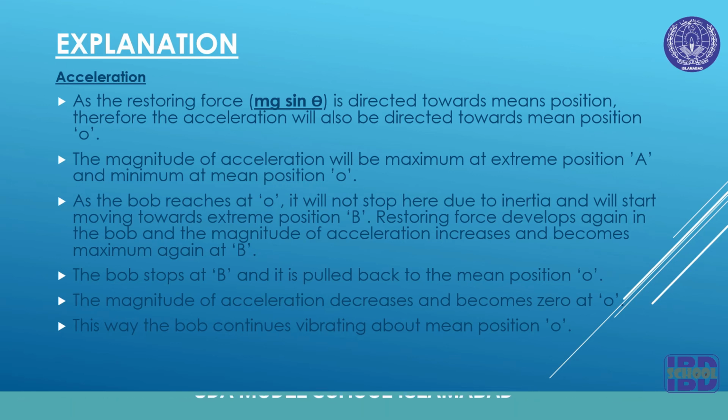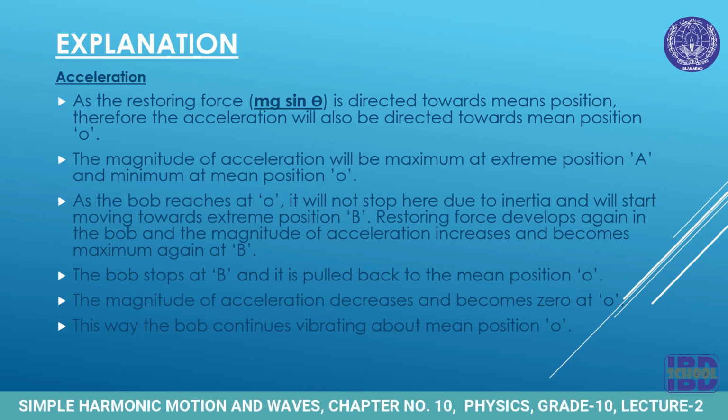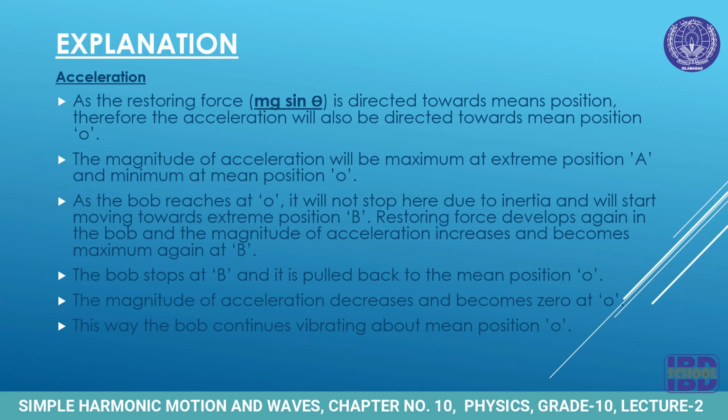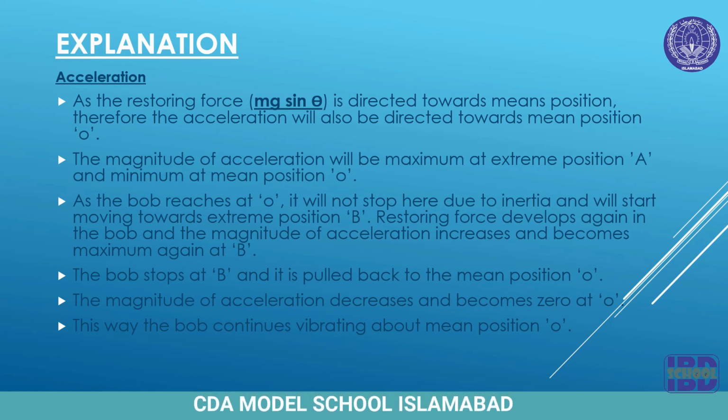Why? Because of inertia. And inertia is the property of any body due to its mass, due to which it maintains its state of rest or motion. So it would not stop at mean position and it will go to the next extreme position, which is B. And while moving towards position B, restoring force would develop again. It increases and it would become maximum at position B.